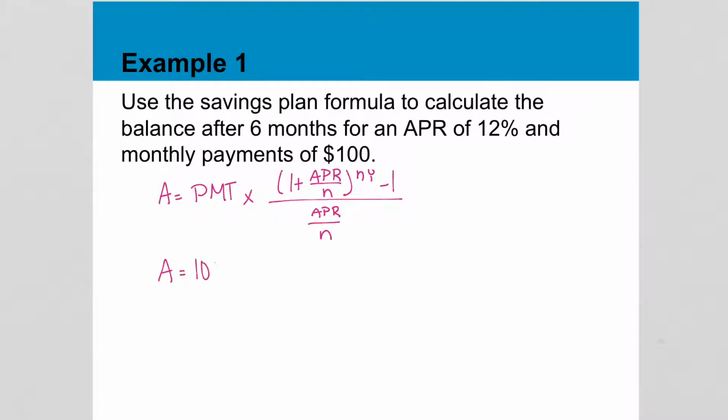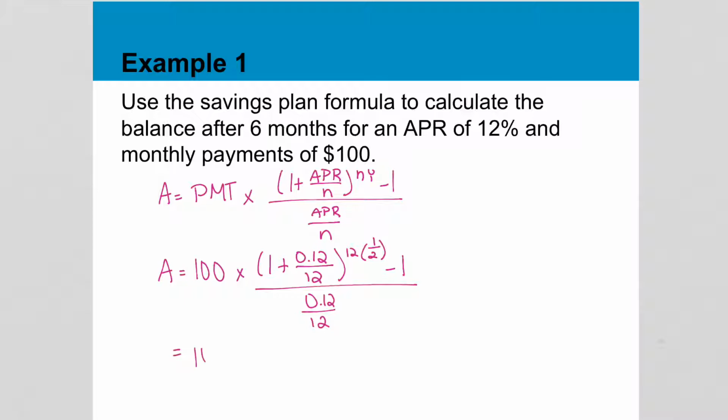Your payment is $100. The APR is 12%, so 0.12. And N is 12 per year, since you're making monthly payments. It's for 6 months. That's half a year, so we'll use 1/2 for Y. And divided by 0.12 divided by 12.